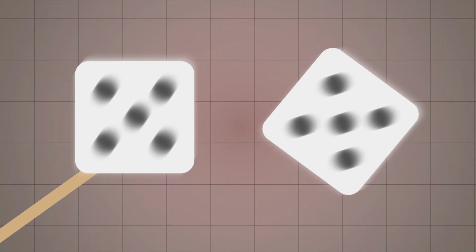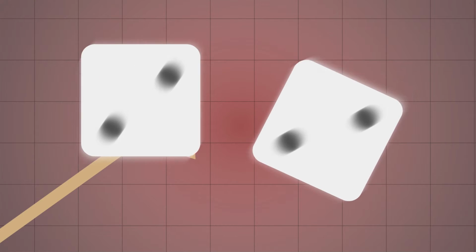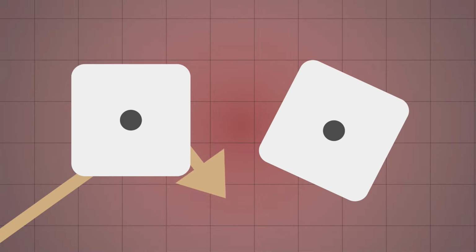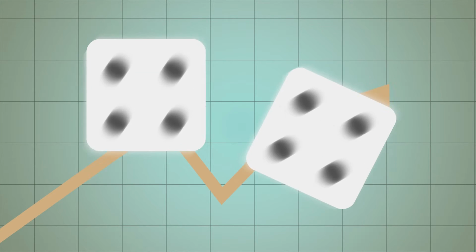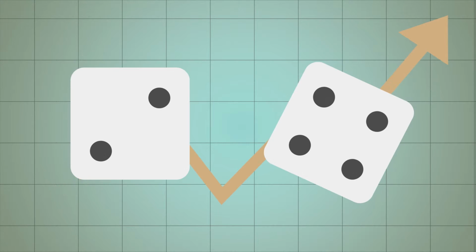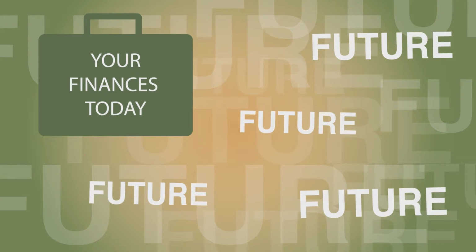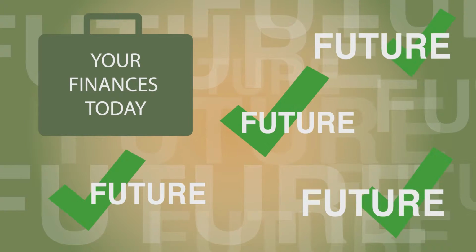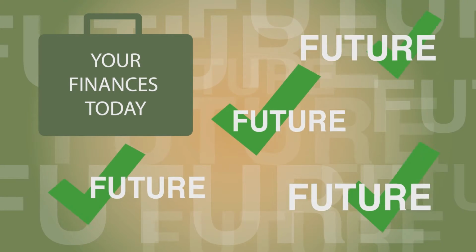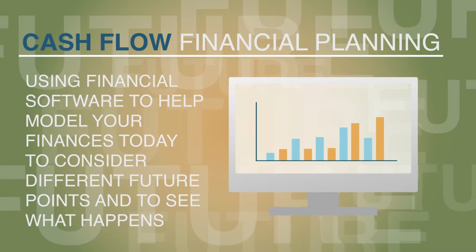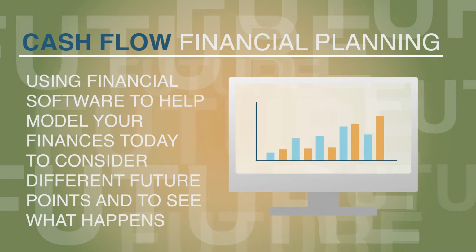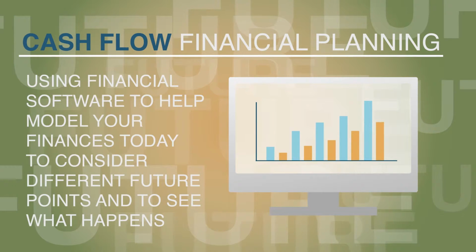Imagine your future finances require a 7, but actually, you get a double 1. That wouldn't be good, but now imagine your financial plans are able to preempt the varying potential outcomes. Modelling allows you to test your future financial assumptions against different scenarios, helping you prioritise and prepare. Cashflow financial planning is about using financial software to help model your finances from here to today, to consider different future points and to see what happens.